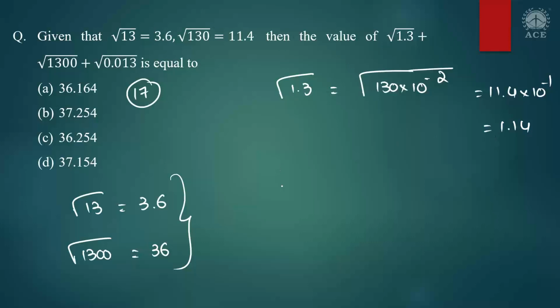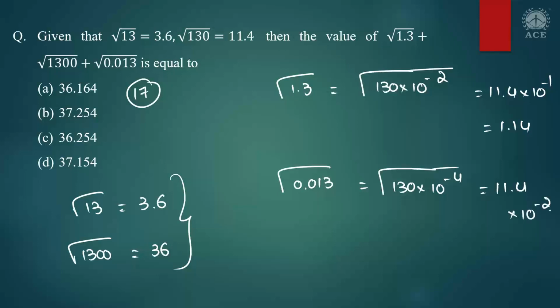So then what about root 0.013? You cannot write 13 into 10 power minus 3. If you write 10 power minus 3, again there is a problem for us. You can put it like 130 into 10 power minus 4. For 130, it's 11.4. 10 power minus 4 gives 10 power minus 2. It's 0.114.